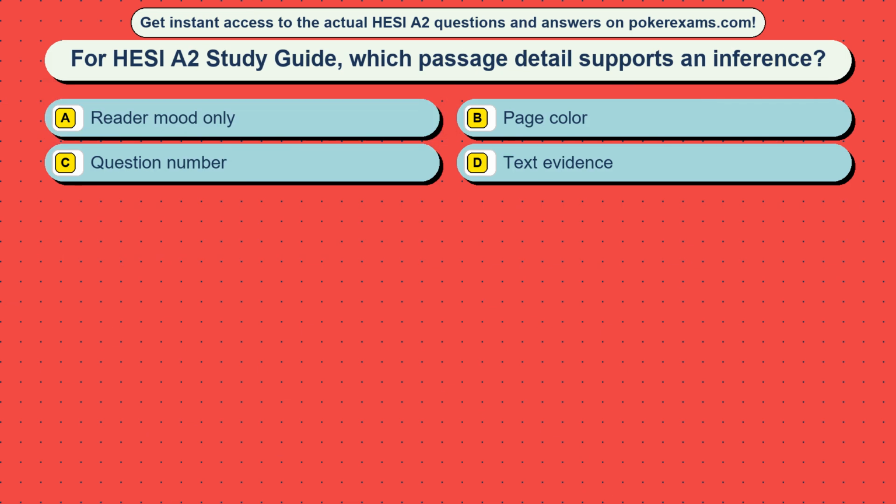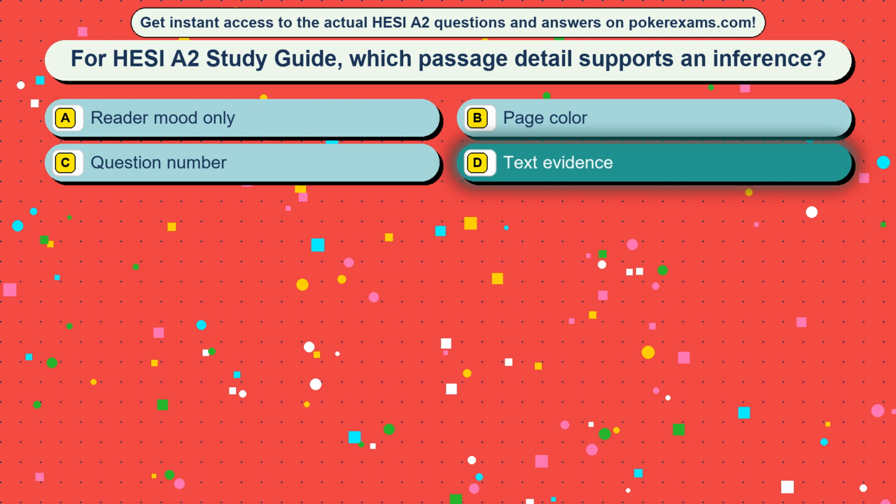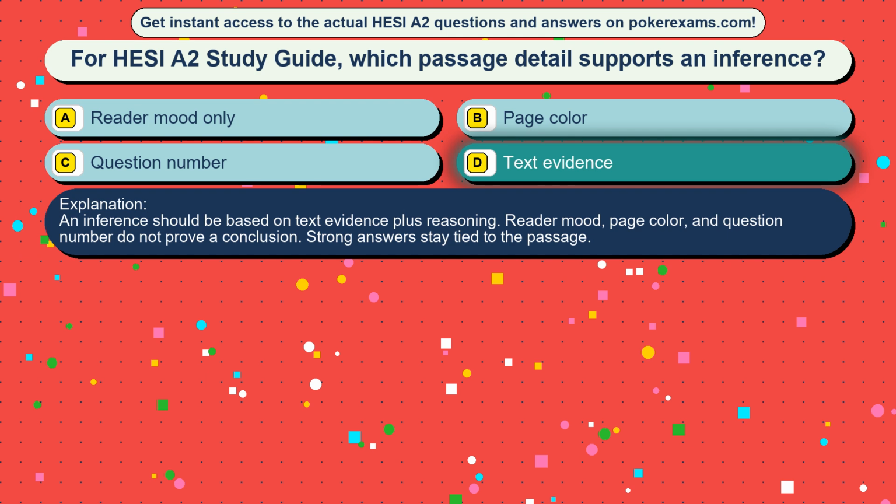Question 22. For HESI A2 Study Guide, which passage detail supports an inference? Option A, reader mood only. Option B, page color. Option C, question number. Option D, text evidence. The correct answer is option D, text evidence. An inference should be based on text evidence plus reasoning. Reader mood, page color, and question number do not prove a conclusion. Strong answers stay tied to the passage.